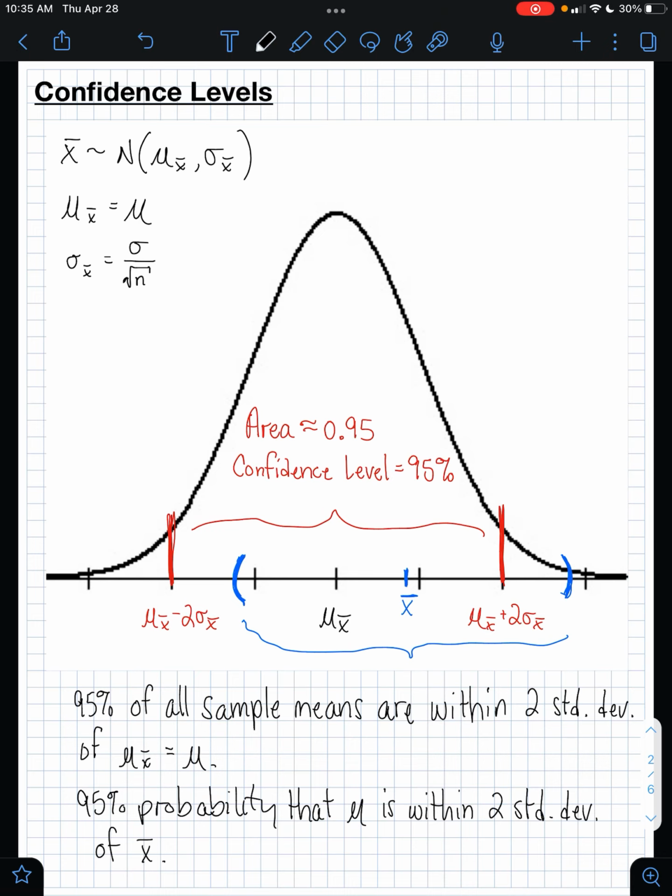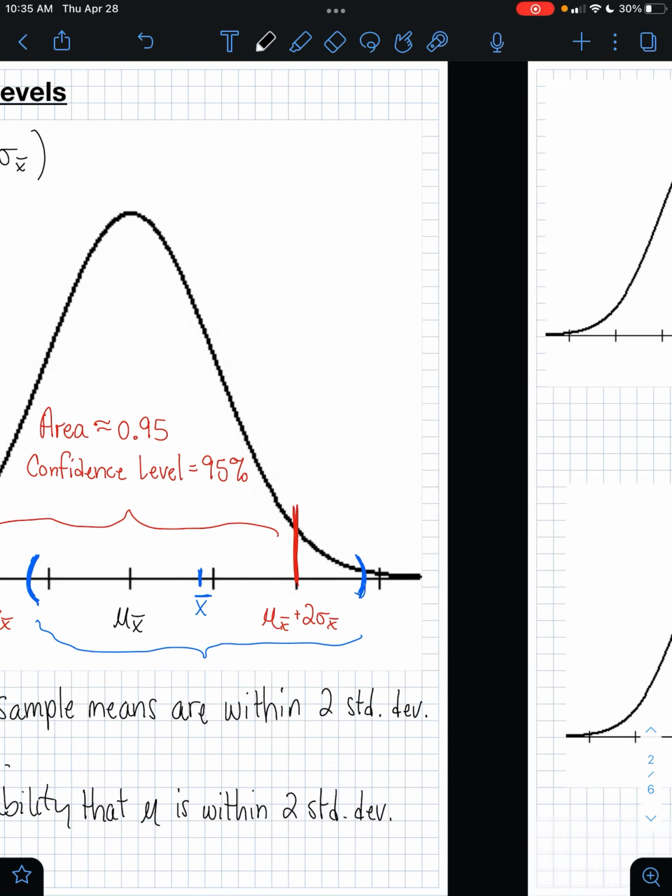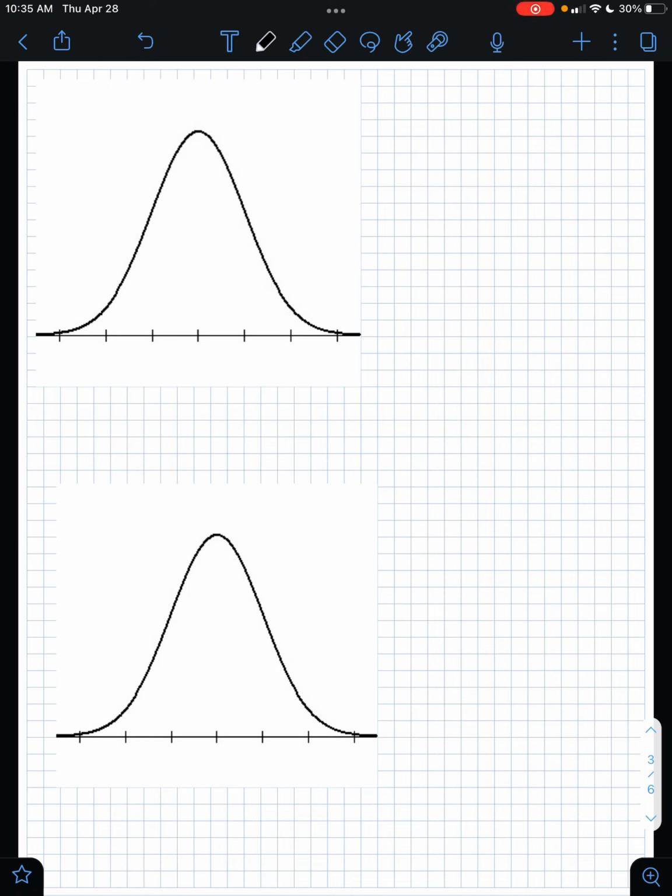So let's take a look at how this is going to work now. So let's look at different confidence levels. Again, we're looking at a distribution of sample means here. Now, the idea is that we are going to start out with a certain confidence level. For the moment, I'm going to pick one and say 90%.